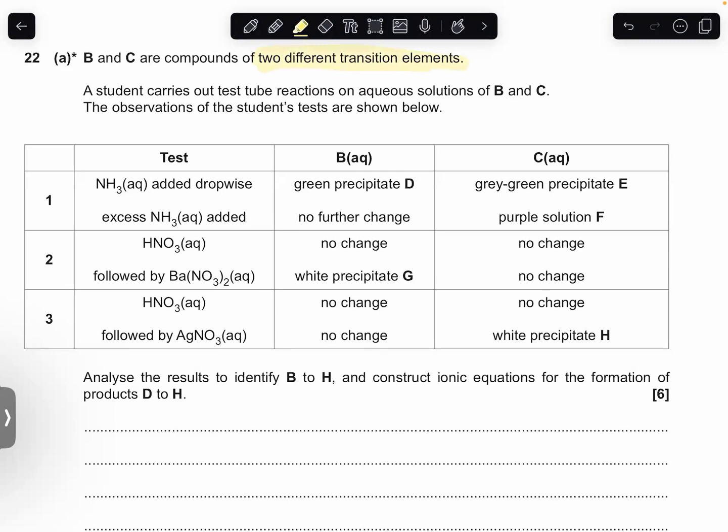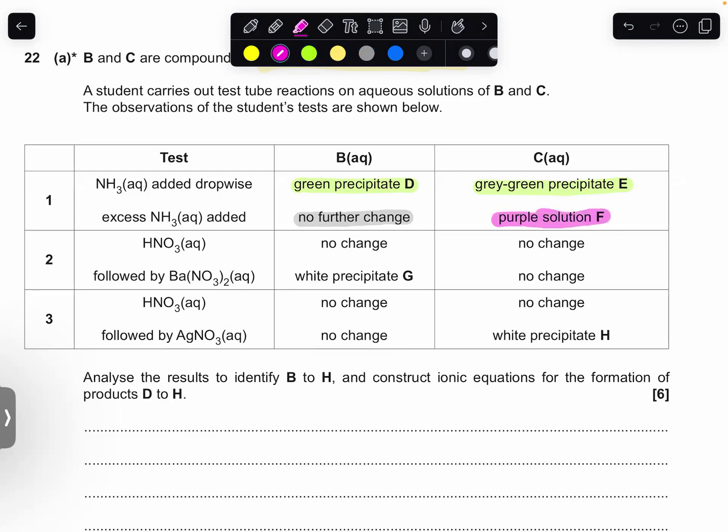Now, if you look at test number 1, you're adding dropwise ammonia, and in one, you've got a green precipitate, and the other one, you've also got a gray-green precipitate. Now, when you're adding excess ammonia, in one there's no further change, but the other one gives you a purple solution in excess ammonia.